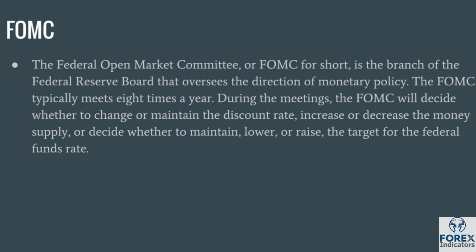So the Federal Open Market Committee, or FOMC for short, is the branch of the Federal Reserve Board that oversees the direction of monetary policy. The FOMC typically meets 8 times a year. During the meetings, the FOMC will decide whether to change or maintain the discount rate, increase or decrease the money supply, or decide whether to maintain, lower, or raise the target for the federal funds rate.